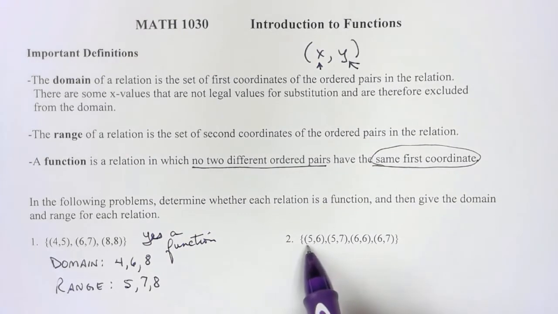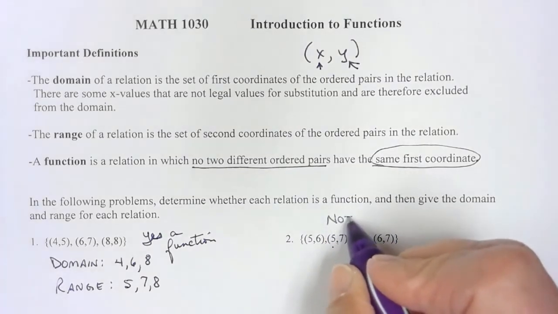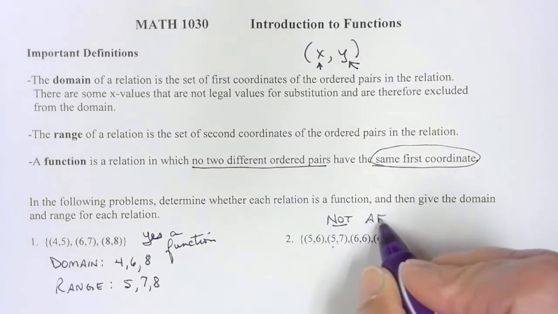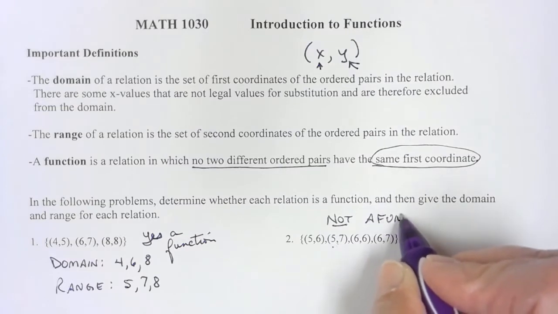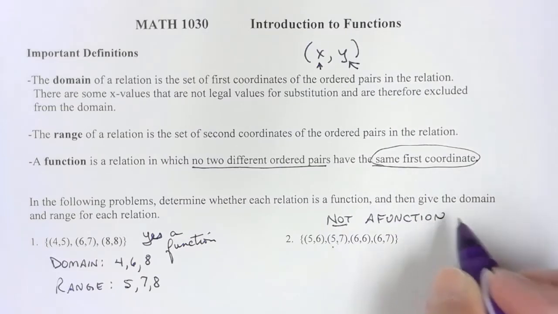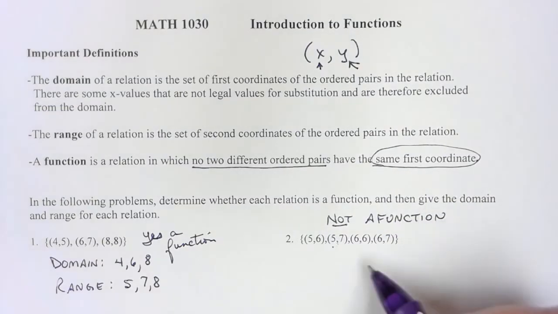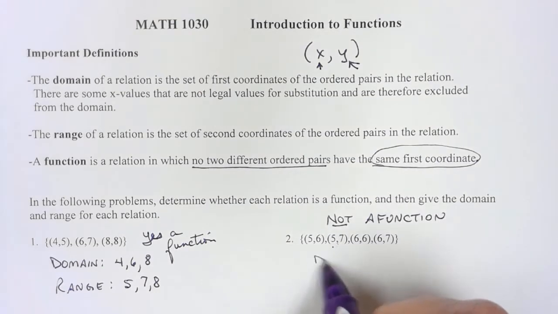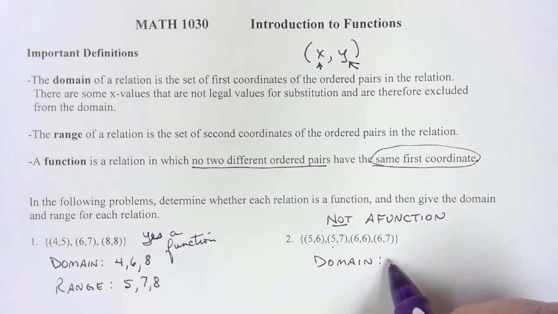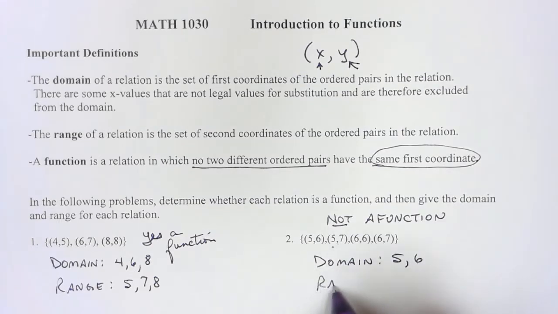I've got two different ordered pairs here that have the same x value, so this is not a function. But I can still give the domain. The domain, x values being used, range, let's see, 6 and 7.